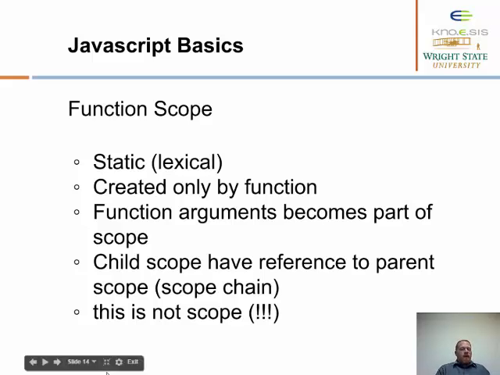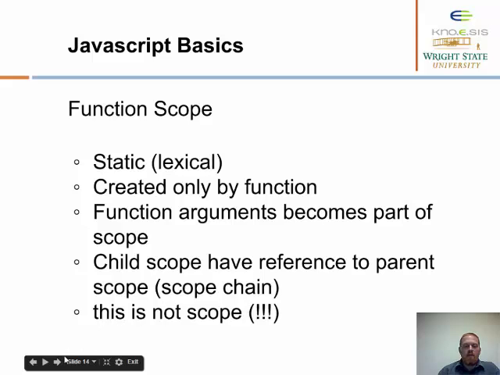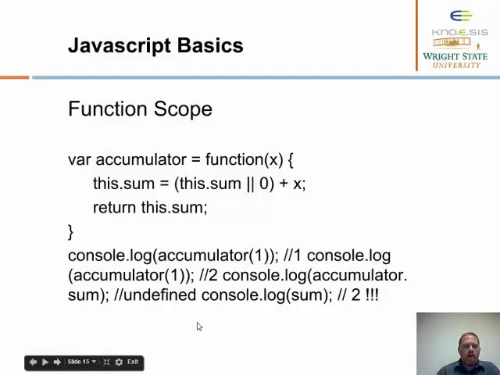The scope of a function is static. The scope is in the context of where it was created. It maintains its own context. The arguments in that function, when they're passed in, become part of that scope. And the scope of any function created in there will have a reference to the parent scope. However, this is not scope. You should not confuse the variable this with scope. We'll get a clear picture of that now.